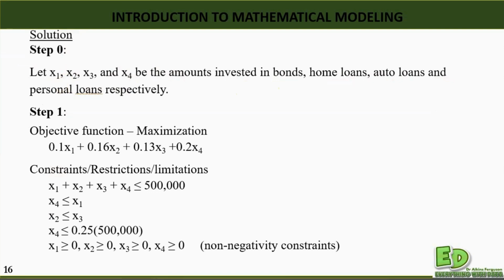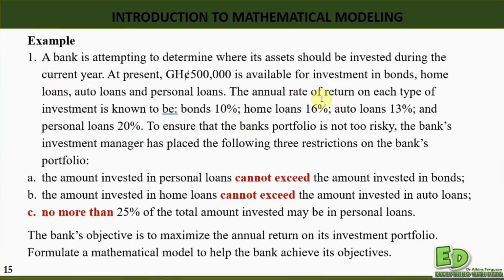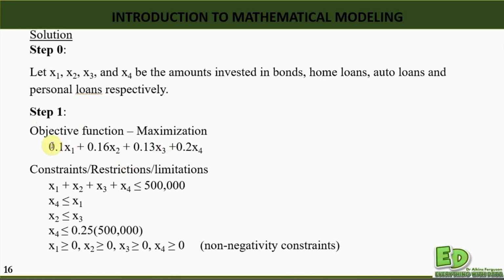Right? What is your objective function? It's maximization of profit. So here, for bonds, you have 0.1, 0.16, 0.13, 0.20. Right? That's the objective function. So then I'll write it: 0.1x1, 0.16x2, 0.13x3, 0.2x4. Right. So the constraints, what are the linear constraints or the restrictions or the limitations?